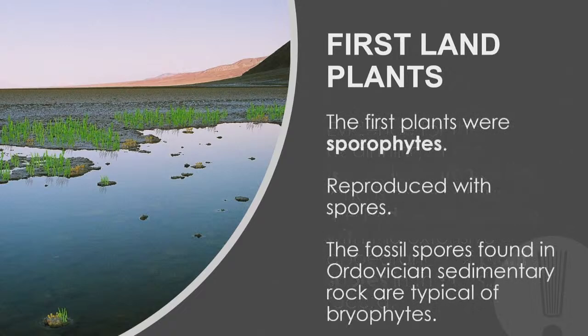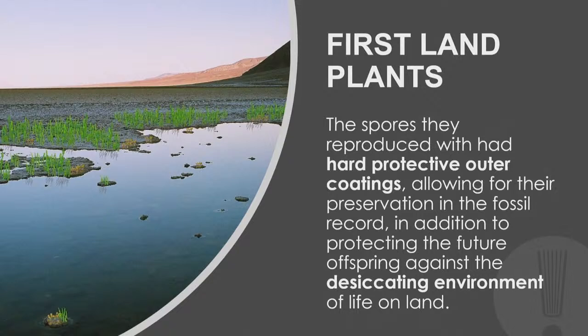The first plants were sporophytes. They did not reproduce with seeds like most plants do nowadays. They reproduced with spores, similar to fungi. These fossil spores are found in Ordovician sedimentary rock, and they're typical of modern-day bryophytes. The spores had hard protective outer coatings, allowing for their preservation in the fossil record, in addition to protecting the future offspring against the desiccating environment of life on land.